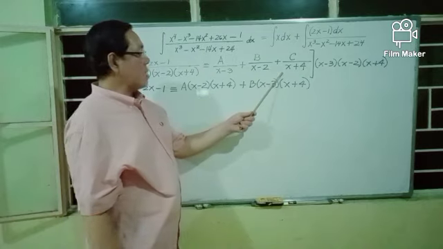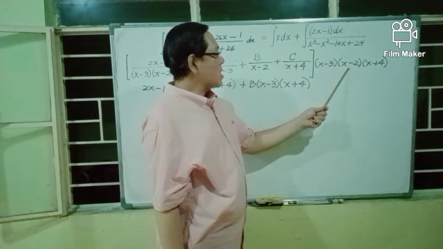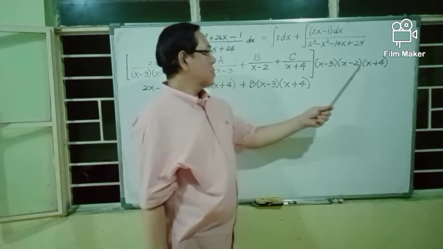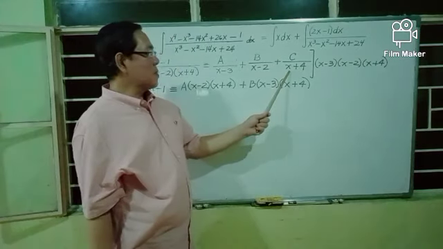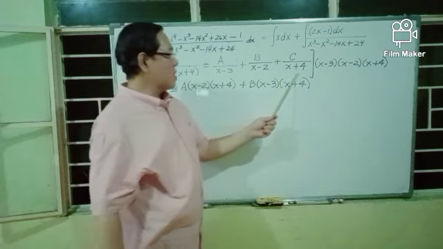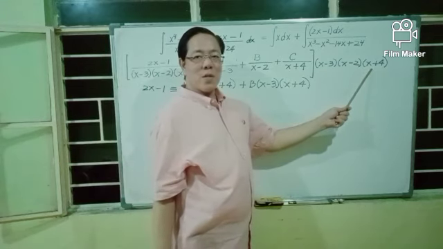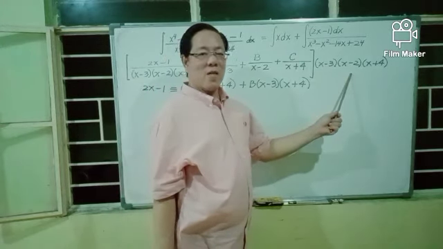And finally, the last term c over x plus 4, we multiply by x minus 3, x minus 2, and x plus 4. If you multiply these factors with the last term c over x plus 4, the x plus 4 in the denominator will cancel out with x plus 4 in the numerator, and we are left with c times x minus 3 times x minus 2.